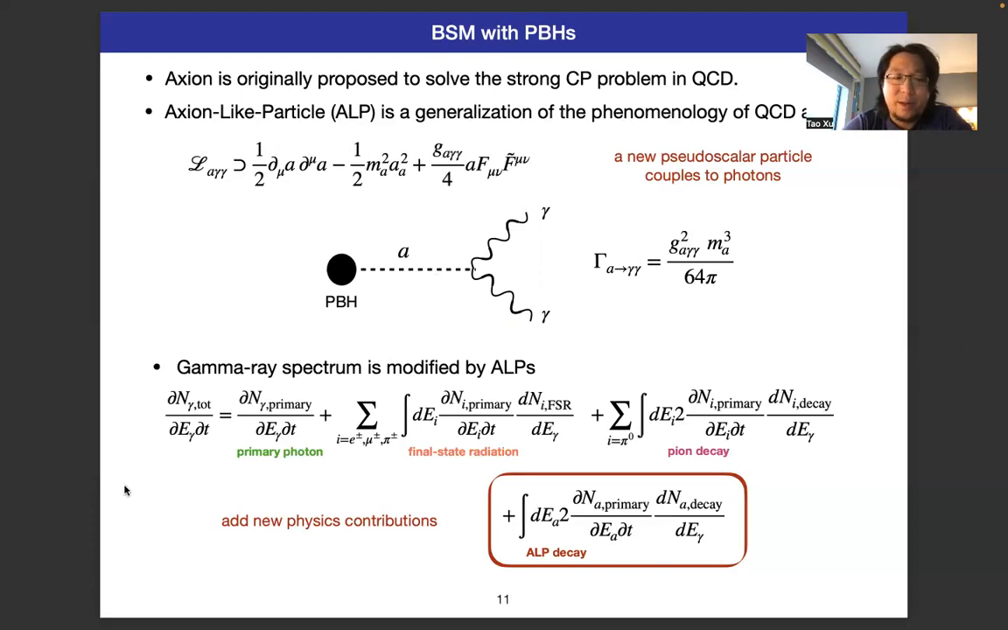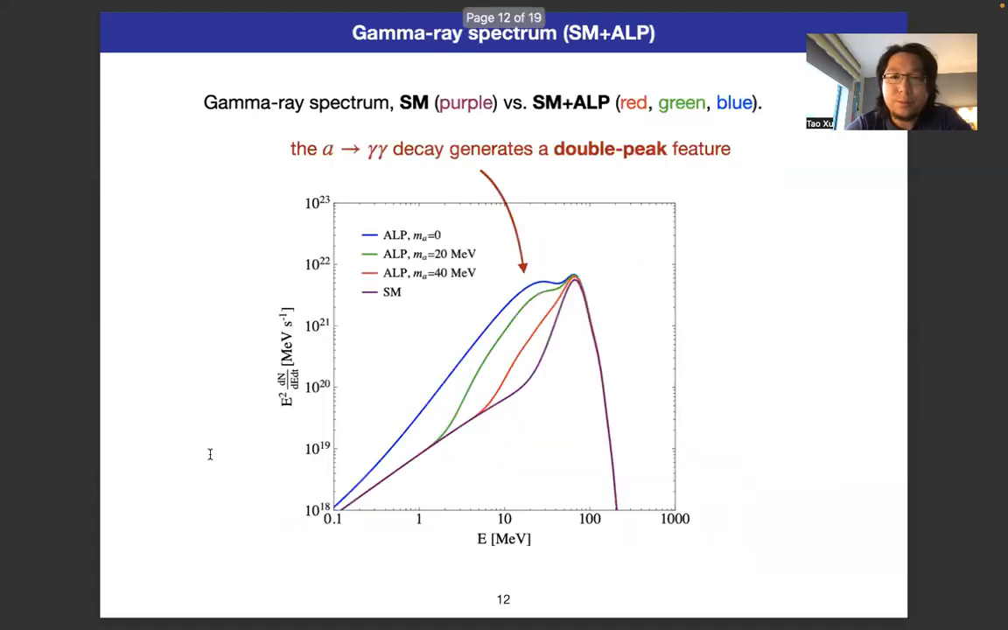Let's calculate the modification. The production of the axion-like particle will not change the production of other standard model particles. That means the three contributions from primary photon, final state radiation, and pion decay will remain the same. And we can add the new contribution from the axion-like particle decay shown in the second line. And the overall contribution will give us a modified gamma ray spectrum.